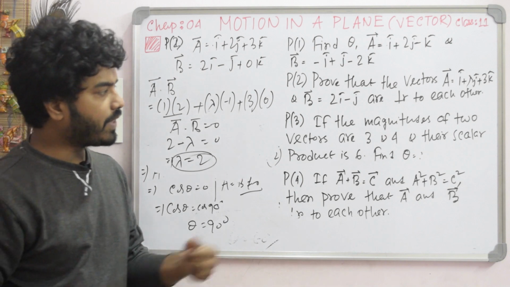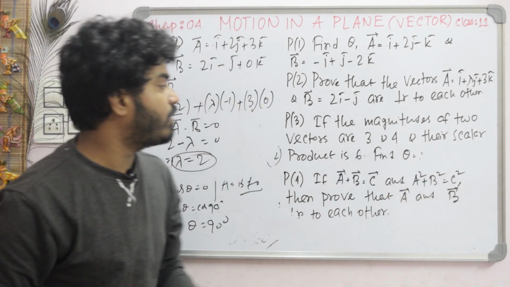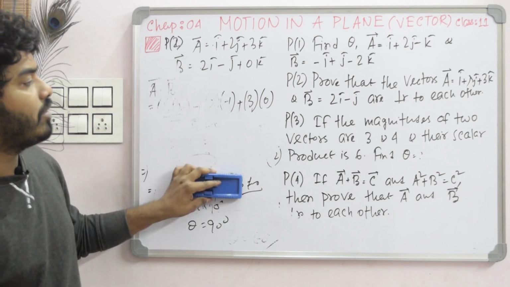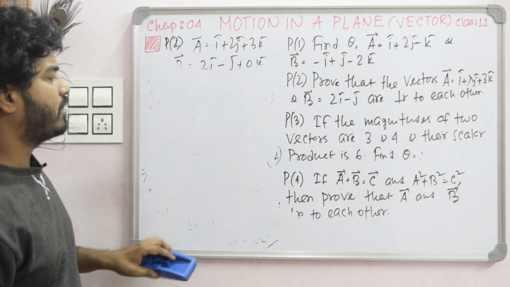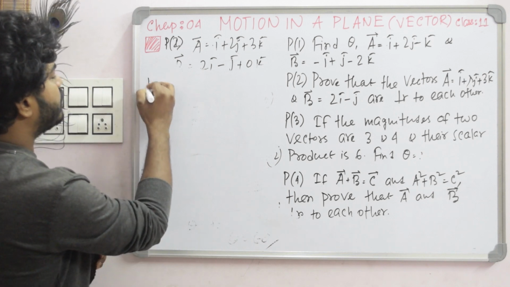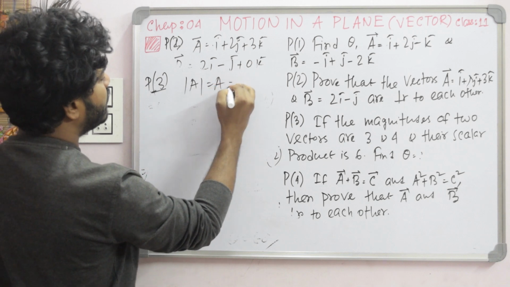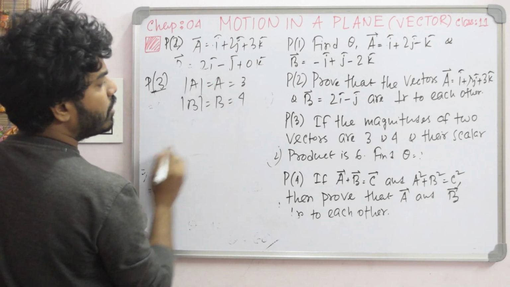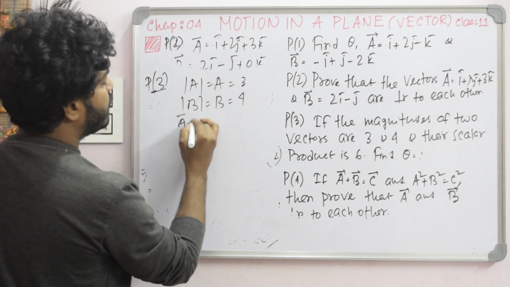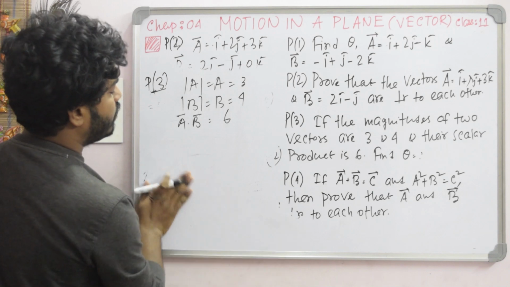Now the third one. The magnitudes of A and B are given as 3 and 4, and their scalar product is given. You have to find the value of theta. Write down problem 3. The magnitude of A is 3, the magnitude of B is 4, and the scalar product A dot B is given as 6. What is the value of theta?